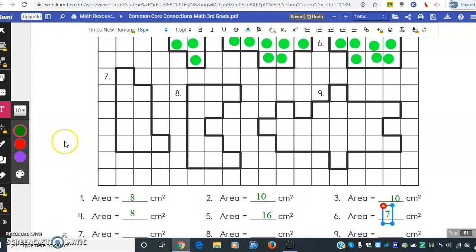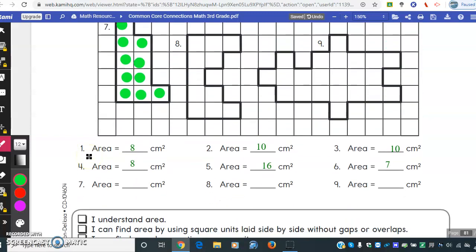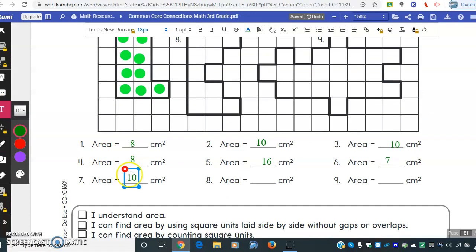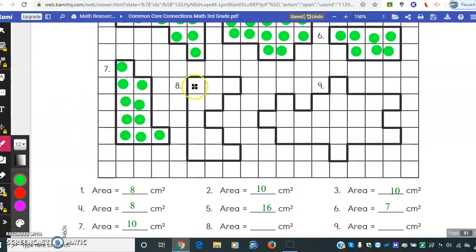Number 7. 1, 2, 3, 4, 5, 6, 7, 8, 9, 10. Number 8. 1, 2, 3, 4, 5, 6, 7, 8, 9, 10, 11.